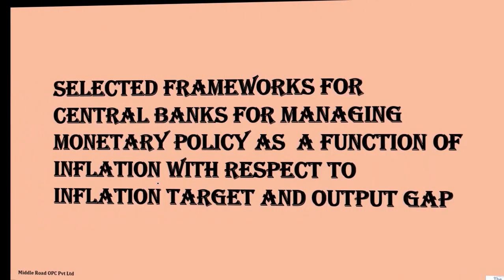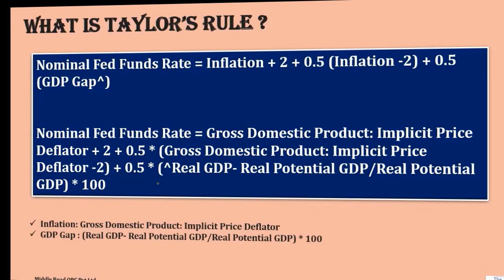Now we look at the selected frameworks for central banks for managing monetary policy as a function of inflation. We'll not go very deep into it. We look at Taylor's rule, this very famous rule. When we talk about nominal Fed rates, the real Fed rate would be the nominal Fed rate minus inflation. So the Fed rate looks at 2 plus 0.5 times inflation minus 2. So it looks at inflation as one part and the GDP gap as another part. There are various ways to calculate it.